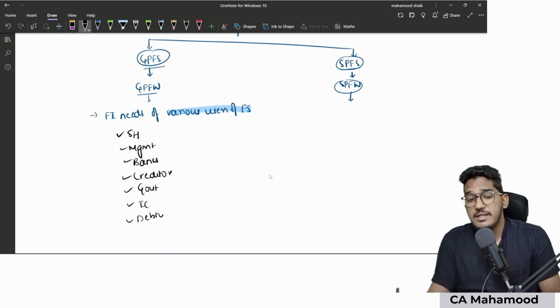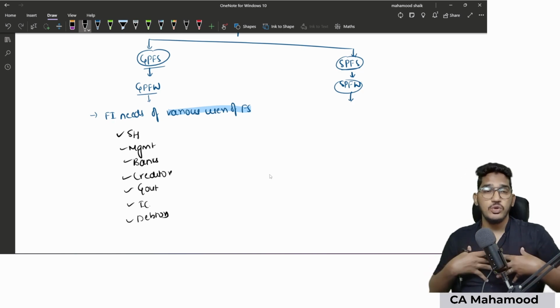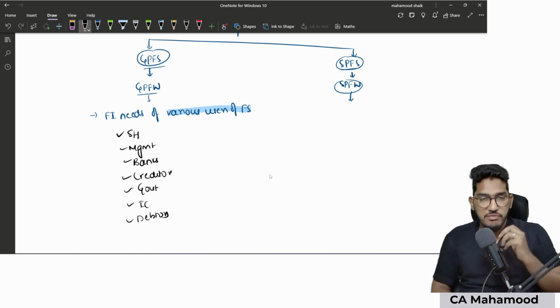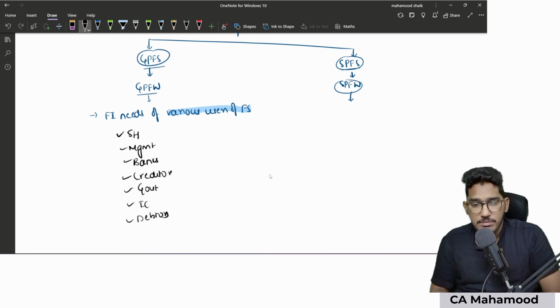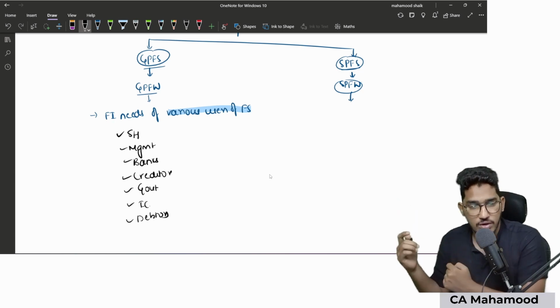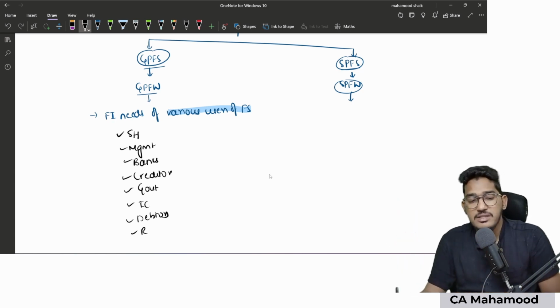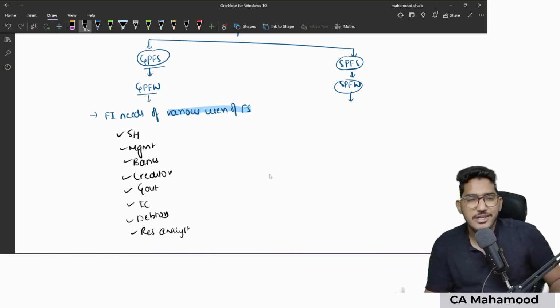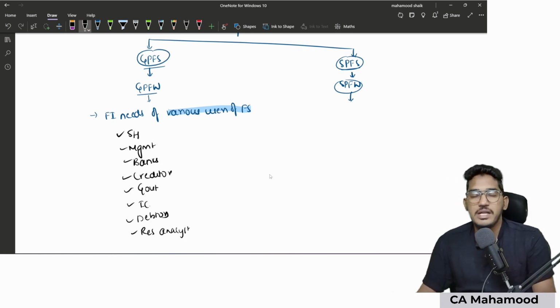Debtors want to use the financial statements because they want to know the future viability. Before they can enter into long-term contracts with the company, they want to know future viability. Your customer wants to know whether this company can continue in the future or not. And not just that, there will be some research scholars, research analysts in the market. Research analysts like stock brokers will also use the financial statements for preparing their project reports.